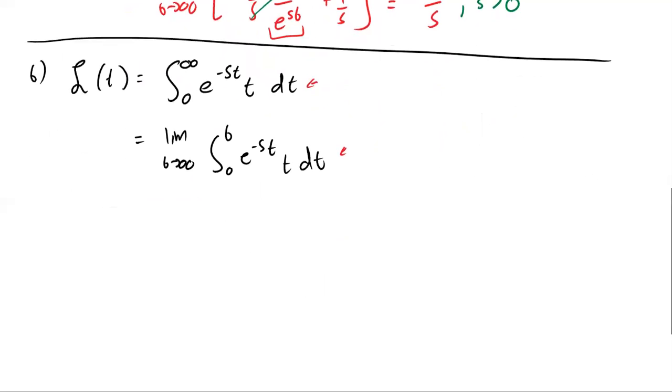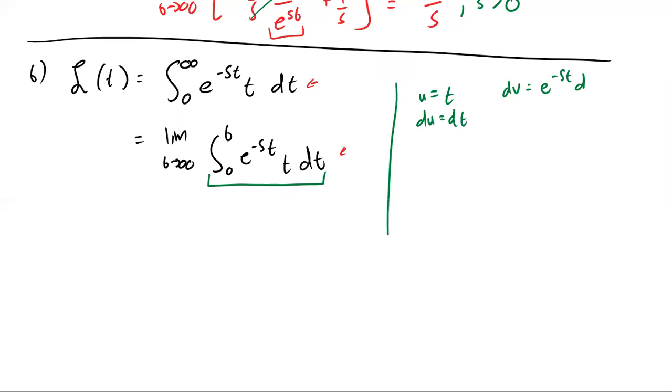Okay, so let's go ahead and simplify. So again, we evaluate the inside first, and then we worry about the limit later. So this is e to the negative st times t. So we're going to have to use integration by parts. So let's do that. We're going to let u be equal to t. So du equals dt. dv is going to be e to the negative st dt. So v is going to be negative 1 over s e to the negative st.